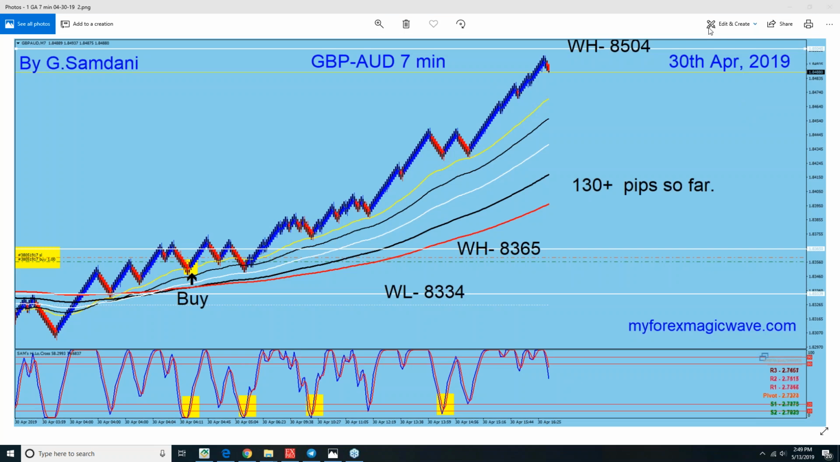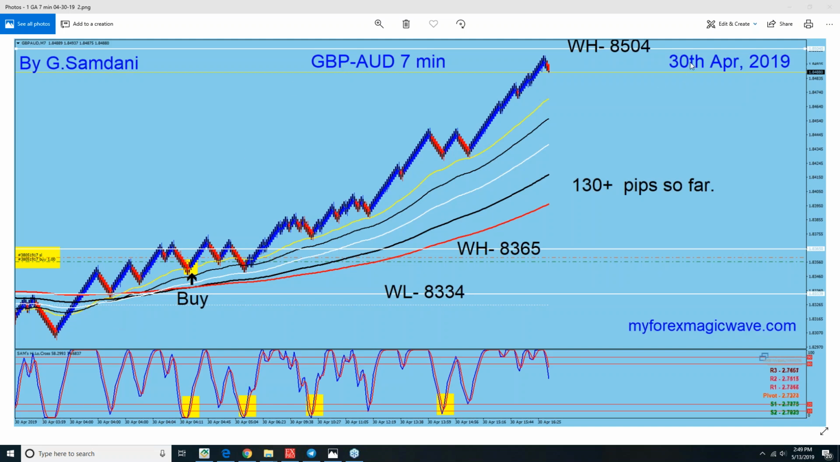Just want to show something very important about the Magic IB system. Let me just show it to you. Okay, it's Pound Aussie, this trade on a 7-minute chart. My guide chart is 33 minutes, and then I take entry from the 7-minute chart after confirmation.